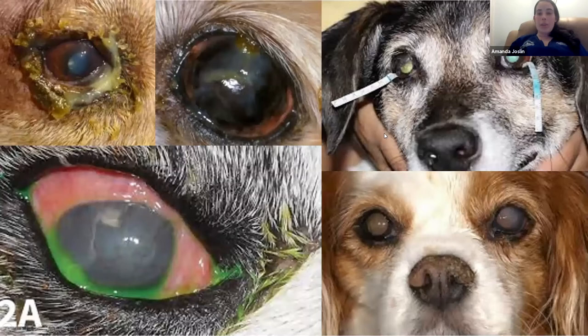So these are the pictures of all the dogs with the different dry eye. This dog is affected on this eye, but not this eye. You can see all of these dogs have that thick crusting, mucoid green discharge around the eye, inflamed around the eye, and some are developing pigment on the eye just from the chronic irritation of the eye itself.